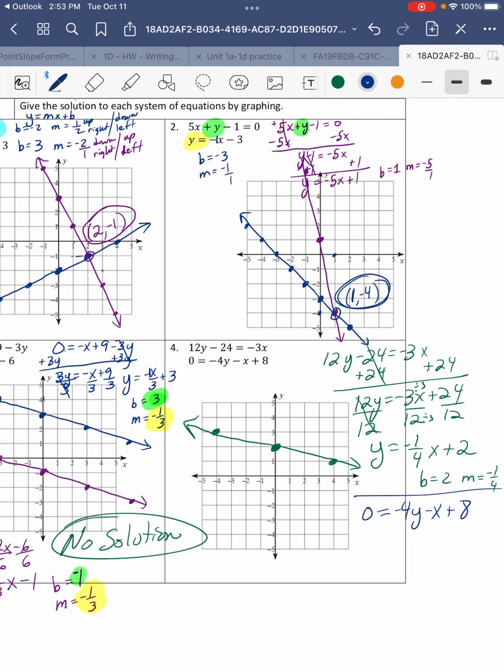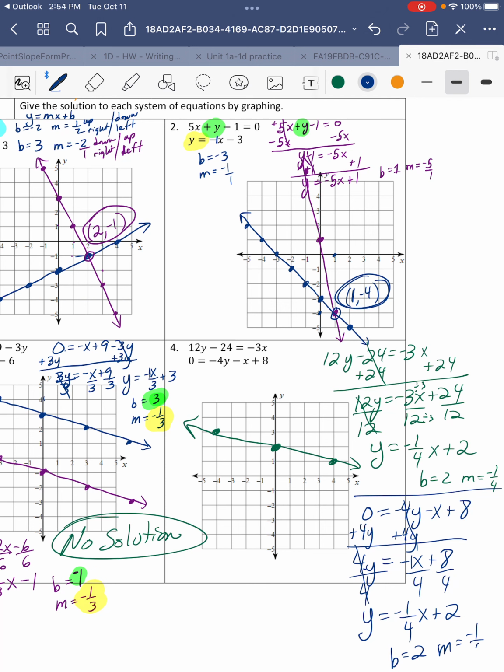To solve for y, there's multiple ways, but I think the easiest way is to move the y term. It's negative, so I'm going to make it positive. I'm going to add 4y to the left side. I'm going to divide by 4 to break up the y term and get the y by itself. This is a negative 1. I'm going to pull that out. Negative 1/4 x. 8 divided by 4 is 2. So I have my y-intercept of 2, and my slope is negative 1/4. Y-intercept of 2, down 1, right 4, up 1, left 4.